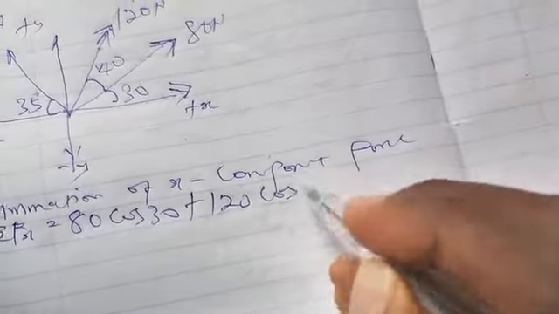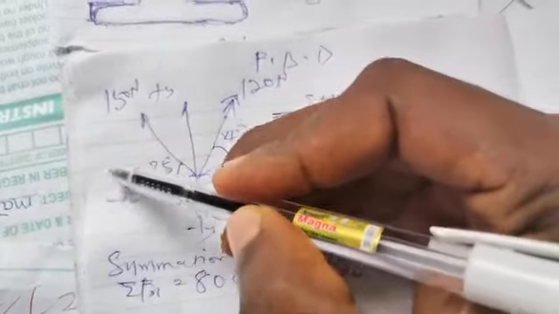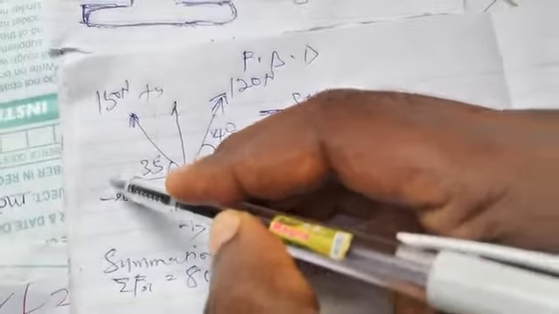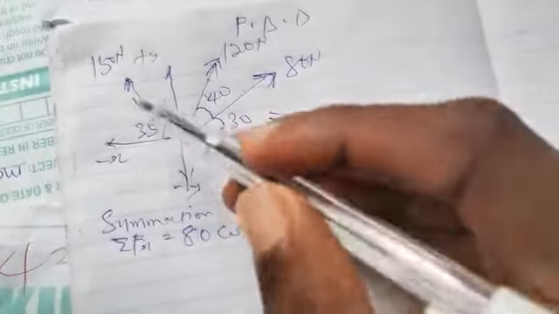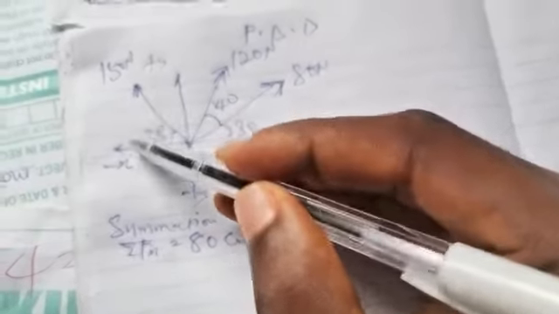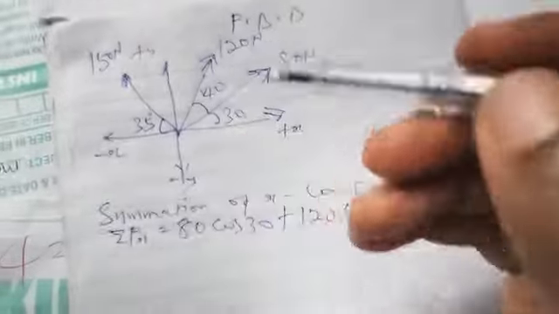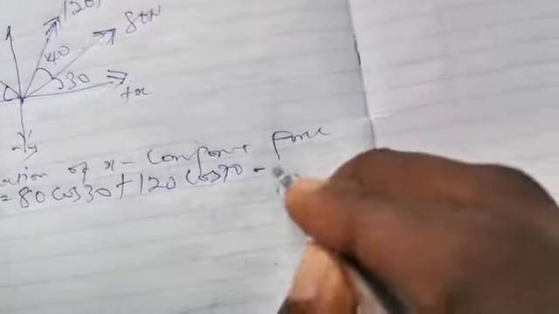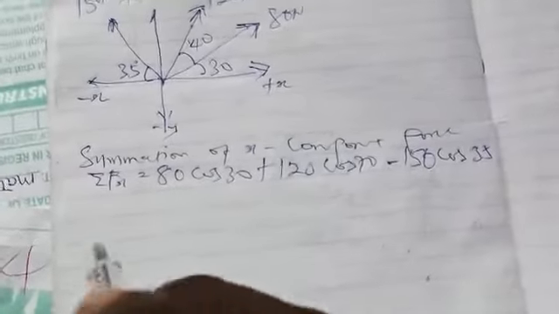So 120 cos 70. Similarly, hold the tip of the arrow of this force, pull it till it meets the x line. Watch the direction of the arrow. If I pull this force to this point, it points to the left, so this force is a negative force. Similarly, it went all the way from this point to this point, so it covers this angle, 35 degrees, so it's going to be the cos of the angle it covers. So you have minus, because it points to the left, 150 cos 35.